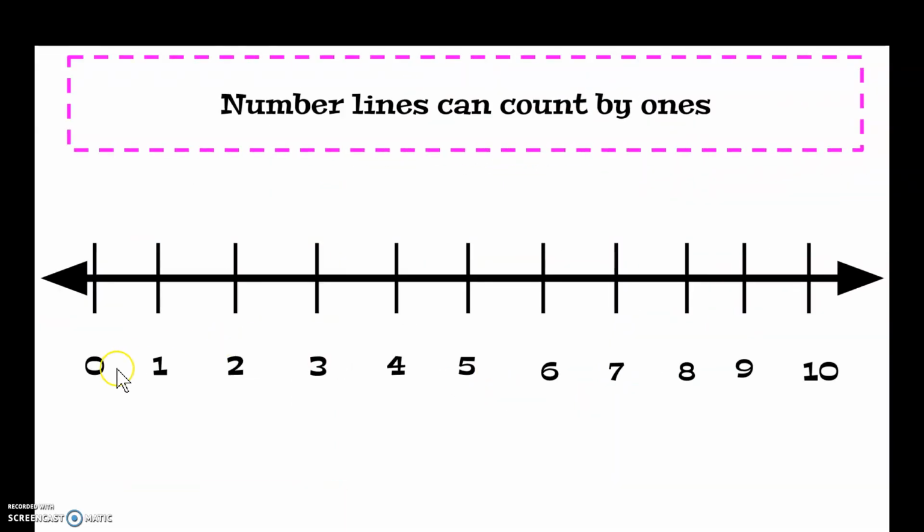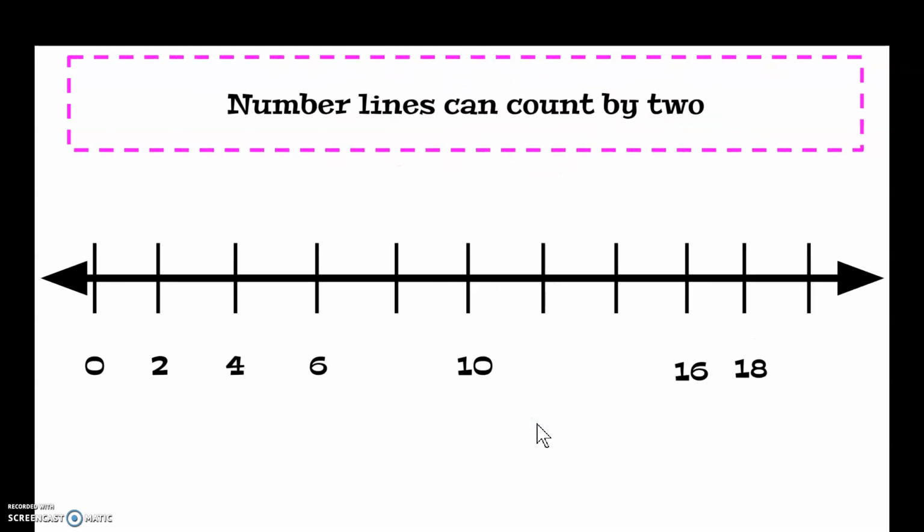So yesterday we saw this one. It was 0, 1, 2, 3, 4, 5, 6, 7, 8, 9, 10. Of course, those are the simple number lines that you will probably not see in first and second grade. Now, sometimes number lines can count by 2. So yesterday we discovered 0, 2, 4, 6, and then that one needed to be 8, 10, 12. And I'm going to pause right there.